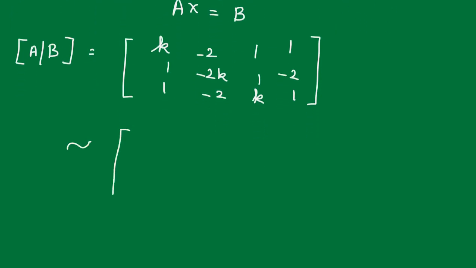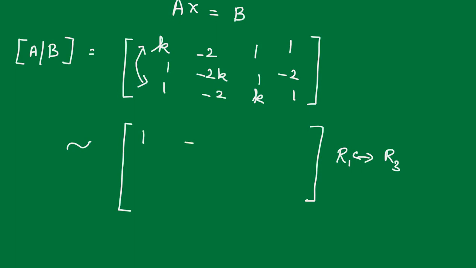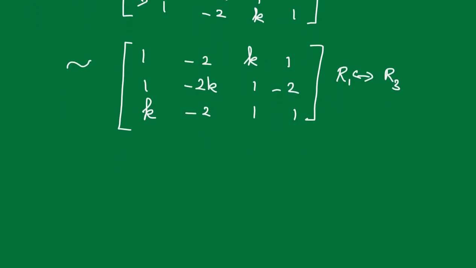It is always easy for us to simplify when the first entry becomes 1. So we are going to interchange R1 and R3, keeping R2 the same. When we interchange R1 and R3, R1 is 1, minus 2, k, 1. The second row remains as it is, 1, minus 2k, 1. And the third row is k, minus 2, 1, and 1. Next, our aim is to bring the A21, A31 and A32 elements to 0. These three elements must be brought to 0.